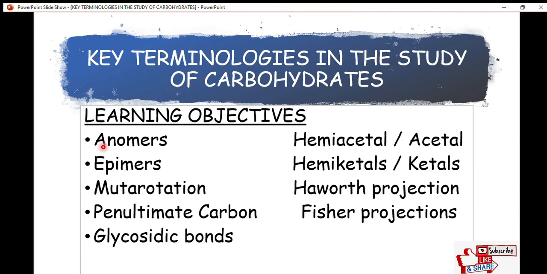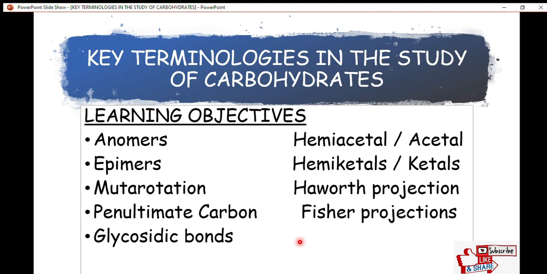We're going to talk about epimers, mutarotation, penultimate carbon, glycosidic bonds, hemiacetal and acetal links, hemiketals and ketal bonds, Haworth projection, and Fischer projection. We are going to talk about all these things in detail and tell what each of them are.